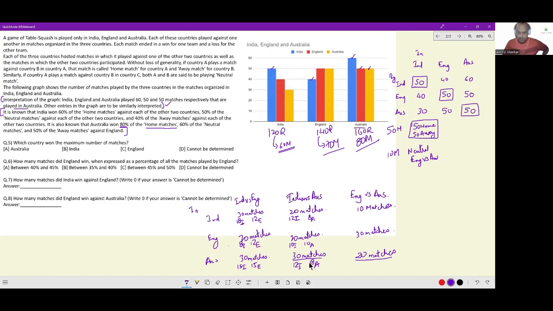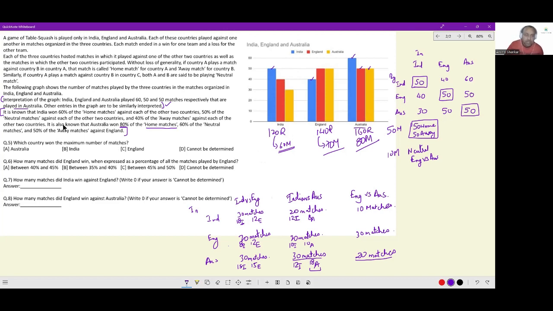Home matches for Australia wins are these 18, and the remaining matches that will happen here. I have to get to 40 wins. I cannot get to 40 wins. I must have misunderstood something earlier. Oh, this is the problem.